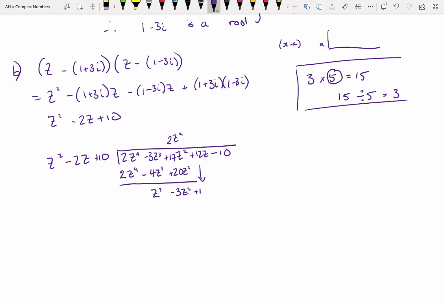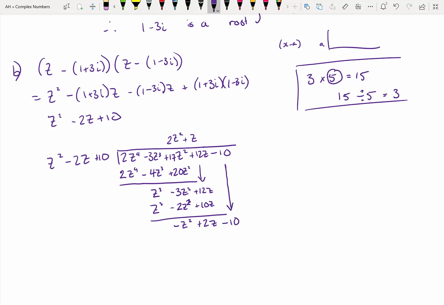I can bring my plus 12z down. Again, I'm still looking at the biggest term. How do I make z squared match z cubed? I multiply it by z. So I've got z cubed minus 2z squared plus 10z. Again, we subtract them, and we end up with minus 3z squared minus 2z squared, so that was just minus z squared plus 2z. I can bring this down to here.